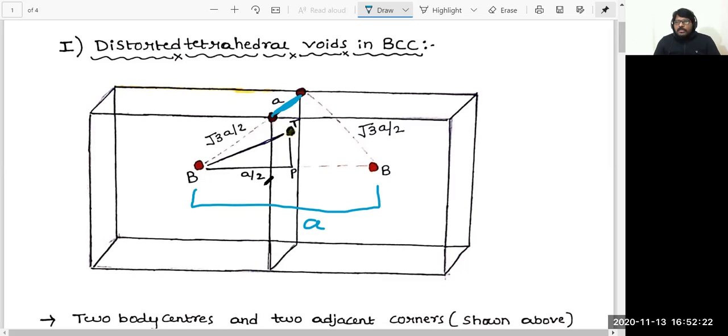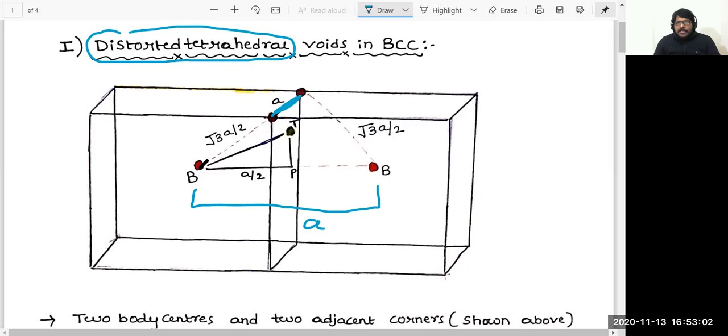Now, what is the exact position of the tetrahedral void if you observe? The irregular tetrahedron is formed by these two corner particles and two body center particles. At the center, the point T, you can see here the point T, this point is the tetrahedral void in the BCC unit cell. But this tetrahedral void is not a normal tetrahedral void. This is a distorted tetrahedral void. So here, at what position is it present, if you observe carefully.